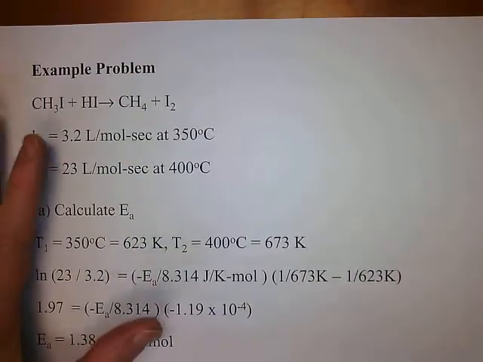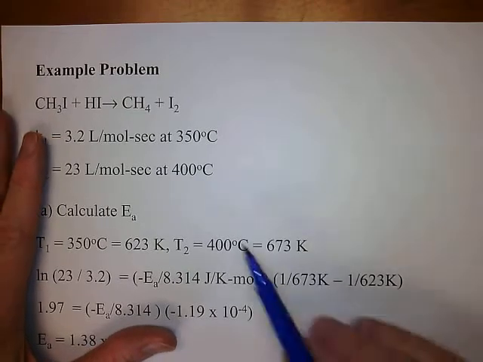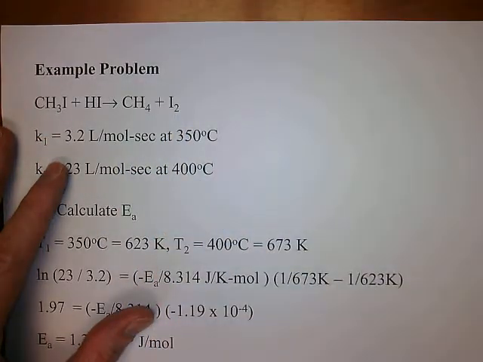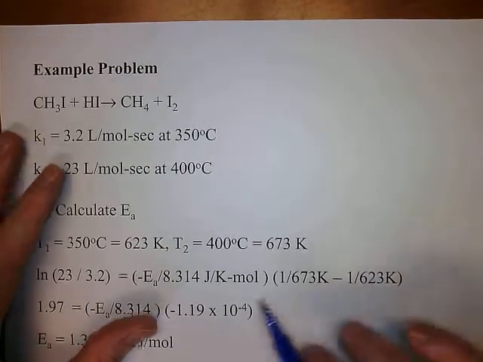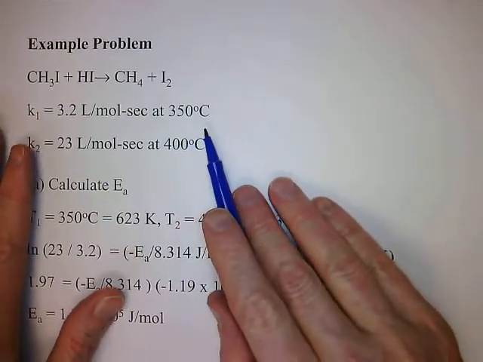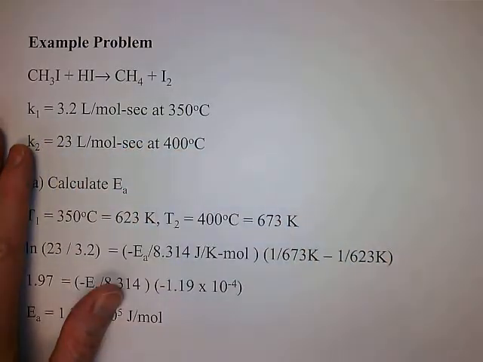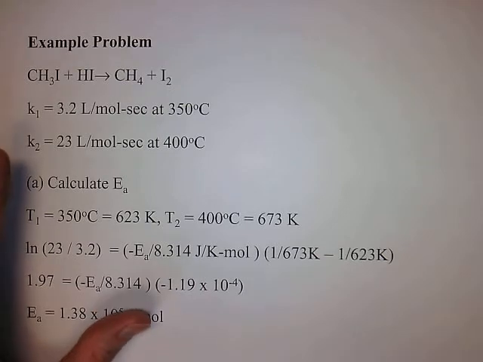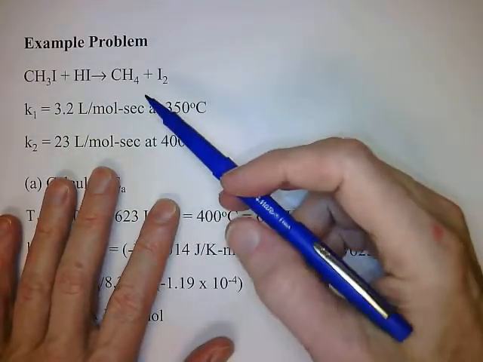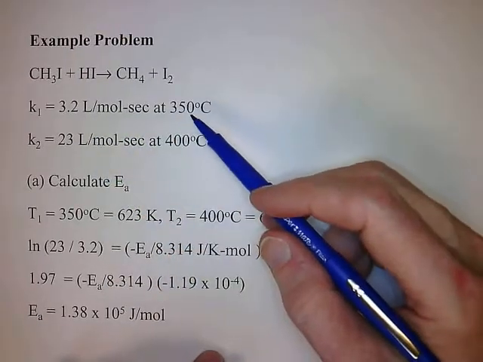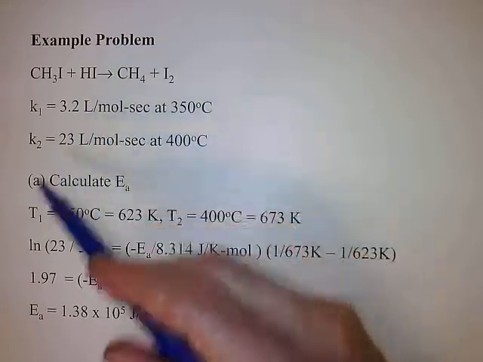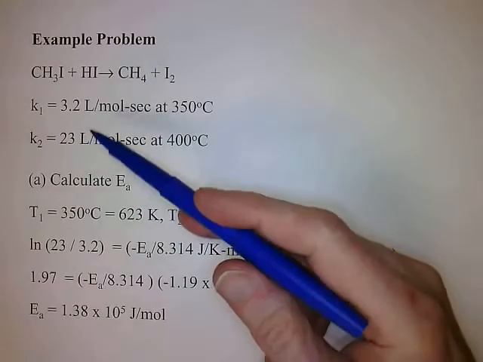All right, so let's work an example. Let's look at the reaction between methyl iodide and hydriodic acid to form methane and iodine. I'm going to give you two different temperatures and two different rate constants. Let's say that at 350 Celsius, the rate constant is 3.2 liters per mole per second, and at 400 Celsius, it's 23 liters per mole per second. Notice the reaction is going faster at a higher temperature. We go up from 350 Celsius to 400 Celsius, and the rate goes up from 3.2 to 23 liters per mole per second. That's a pretty significant increase in rate.